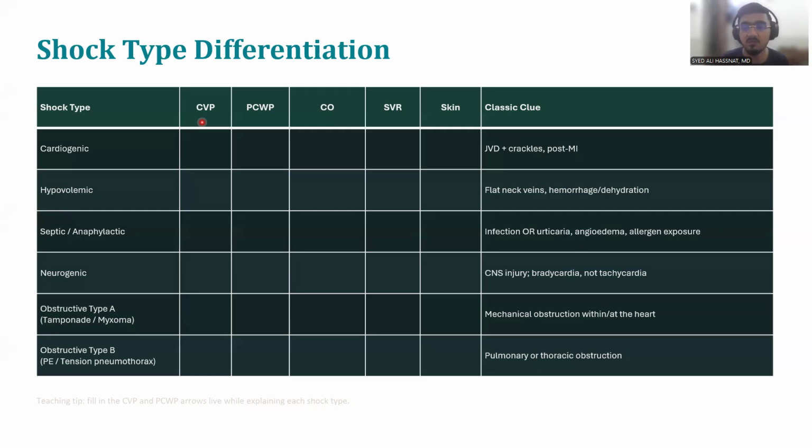The skin changes, I will explain that. In some types of shock, the skin will be cold because the blood is not going into the skin adequately. In some types of shock, the skin will be warm because more blood is going there. These classical clues you can read by yourself because I don't want to explain this a lot. So let's first jump into cardiogenic shock.